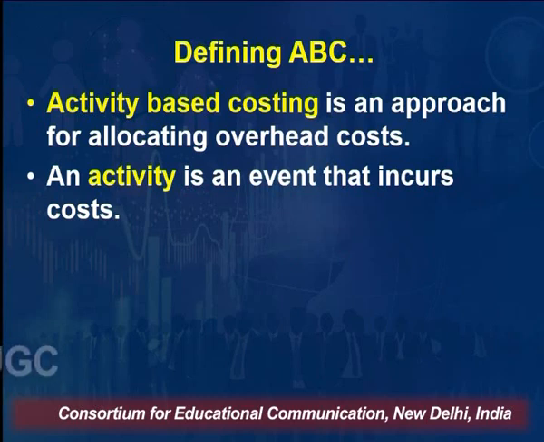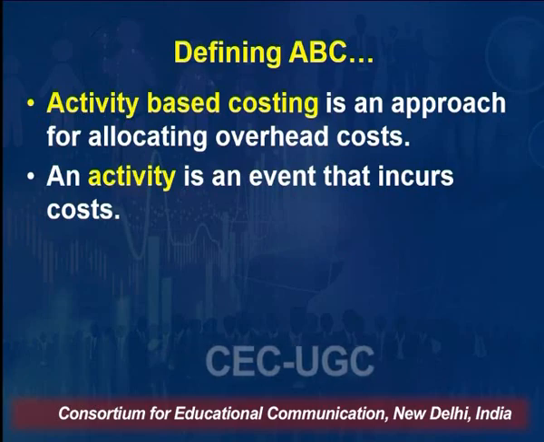Now the question comes, how do you define ABC? It is basically an approach for allocating overhead cost. What we do here is based on an activity. First we need to understand what an activity is. Any event that incurs cost is an activity for us, because we are cost accountants. So we cannot call any event an activity unless it incurs some cost.